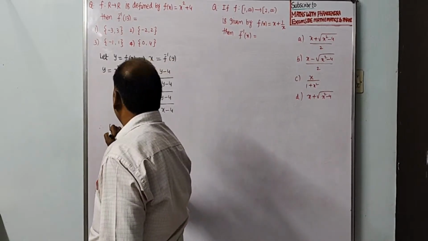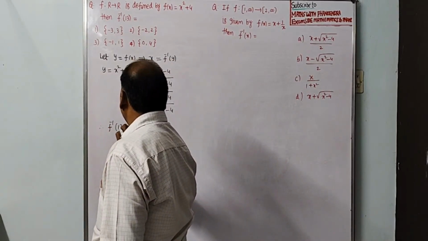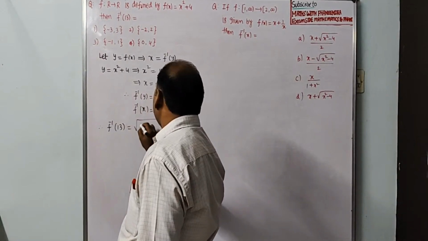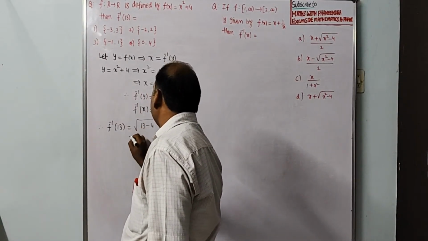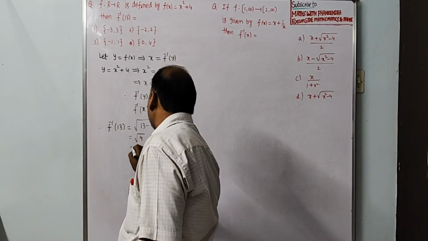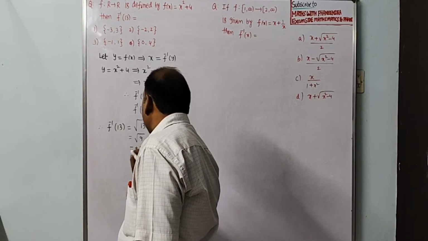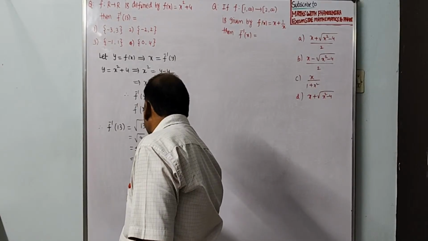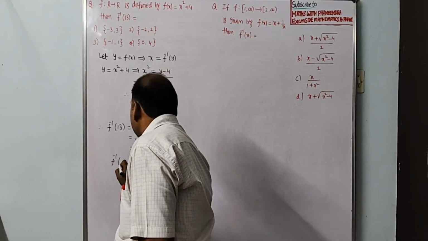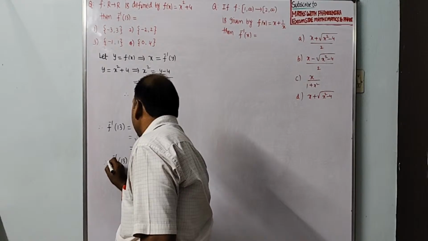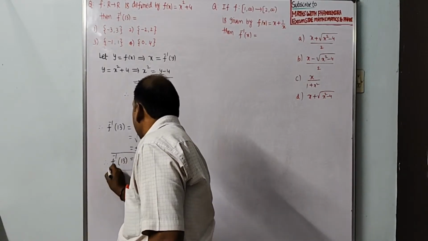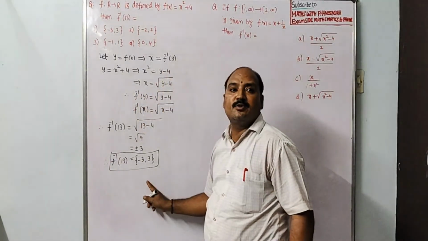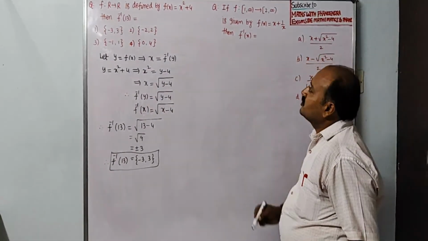But they are asking to find f inverse of 13 equal to root of 13 minus 4, which is equal to root 9. Root 9 means plus or minus 3, we can write it as minus 3, plus 3. Therefore, f inverse of 13 is equal to minus 3 and plus 3, dear students. Now come to this question.